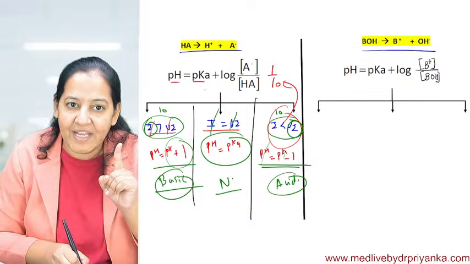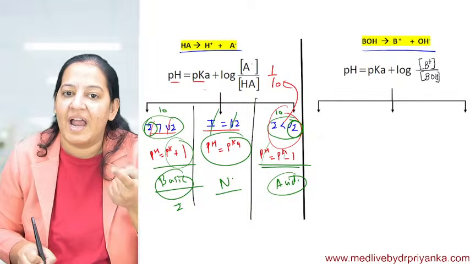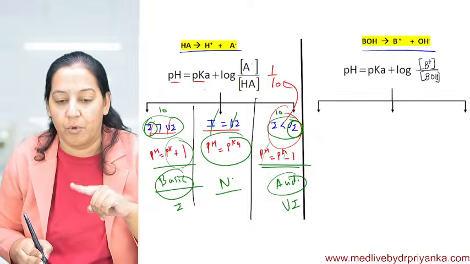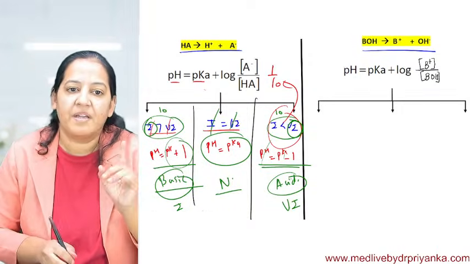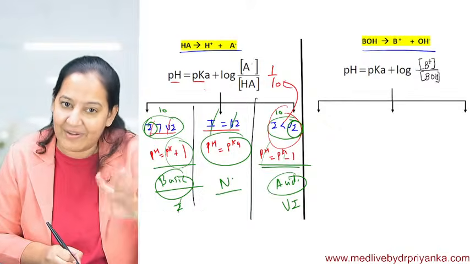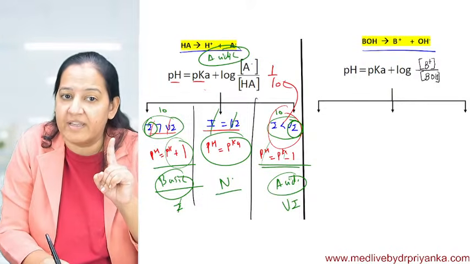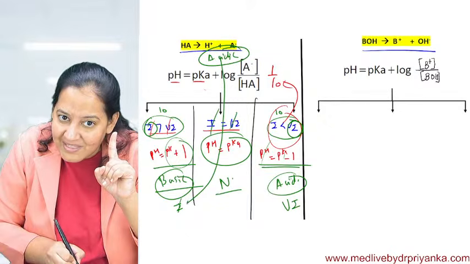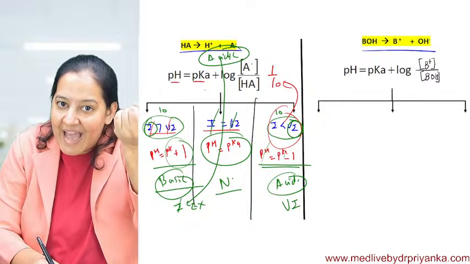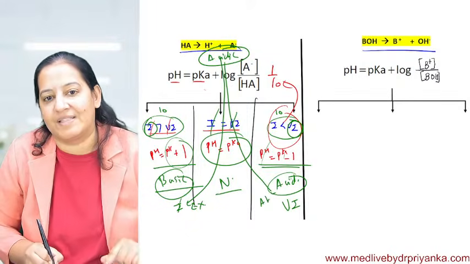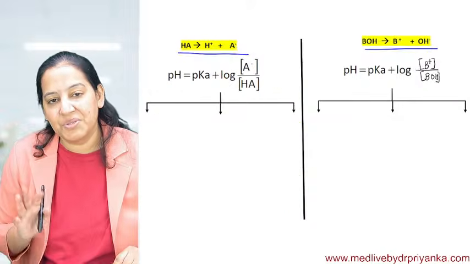So in basic medium, ionized form is more, and in acidic medium, unionized is more. 10 times, 100 times. But ionized gets excreted. So we are talking about an acidic drug. This was an acidic drug. Don't forget that. An acidic drug gets excreted at basic medium and an acidic drug gets absorbed at acidic medium. Okay, so this is the summary.